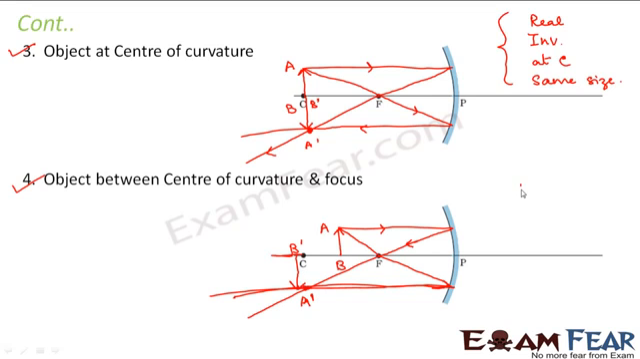So in this case, what kind of image do you get? It is again a real image, an inverted image, located beyond the center of curvature. And what about the size? In this case, the image is enlarged. If you see, the length of the image is greater than the length of the object. So you get an enlarged or magnified image now.